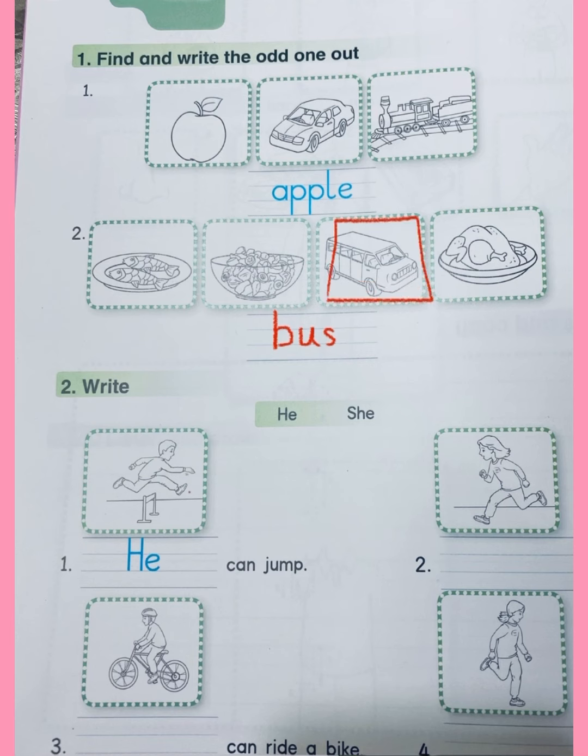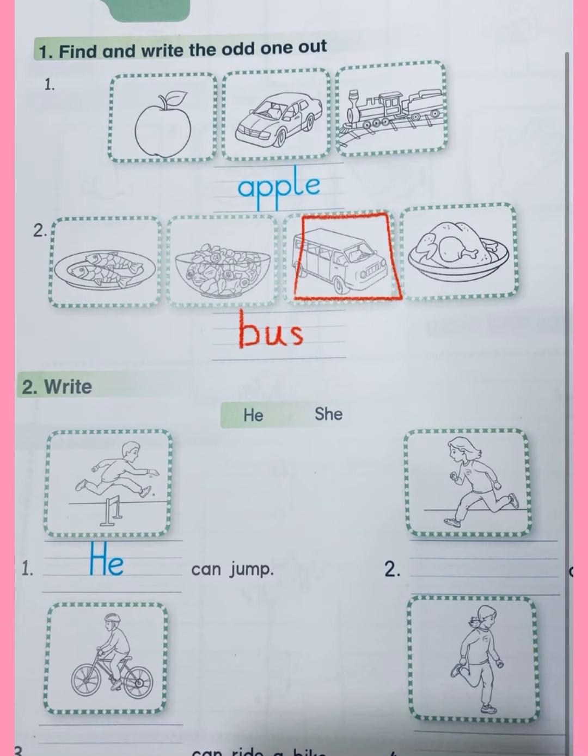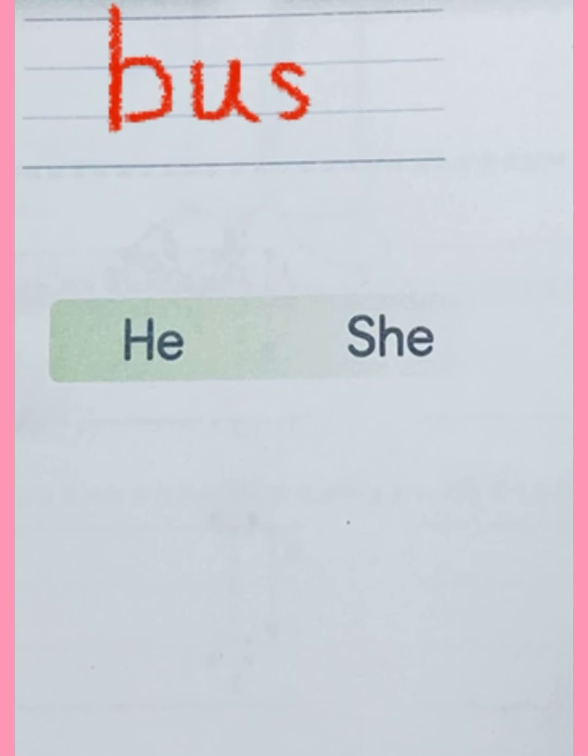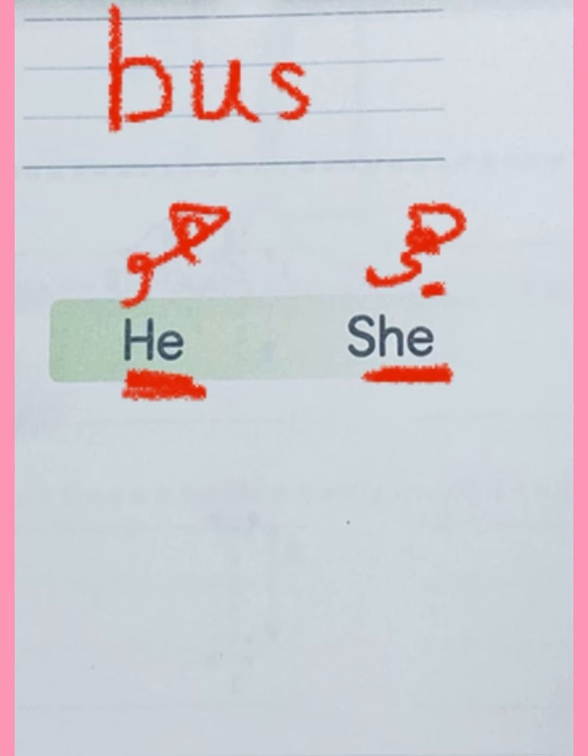Okay, now let's move to exercise number 2. Exercise number two, we have four pictures and we have a box. In this box, we have two words. Let's read them. The first word is he. The second word is she. He means huwa. She means hiya. Excellent.